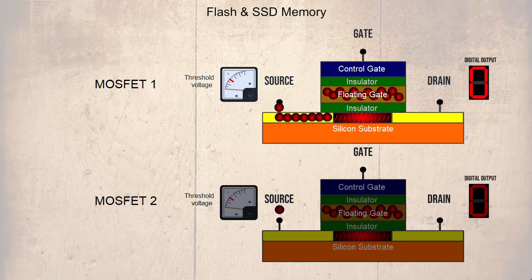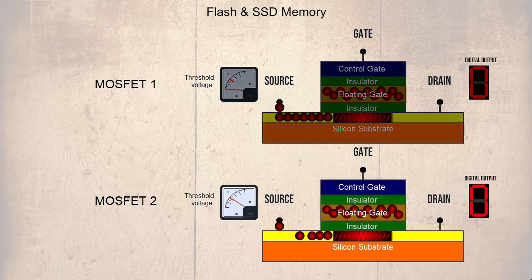MOSFET 2 is currently set to digital output 0, since the electrons cannot flow between the source and drain. To flush the floating gate, we apply a negative voltage to the gate, repelling the electrons back into the silicon substrate, removing the negative charge. This means when the threshold voltage is applied to the source, the electrons can make a successful connection between the source and the drain, resulting in a digital output of 1.